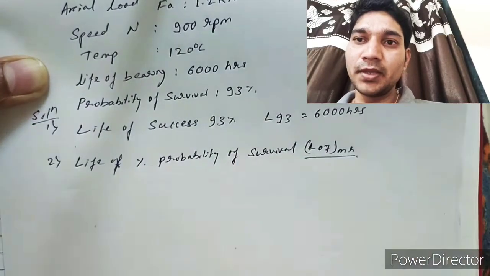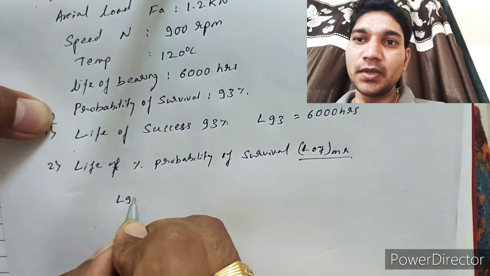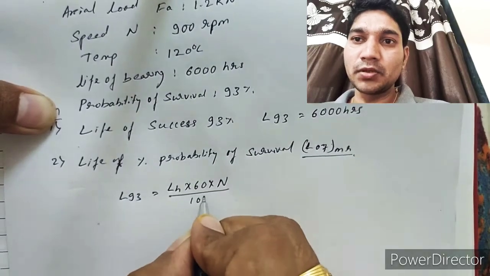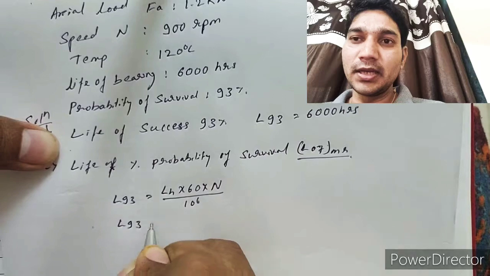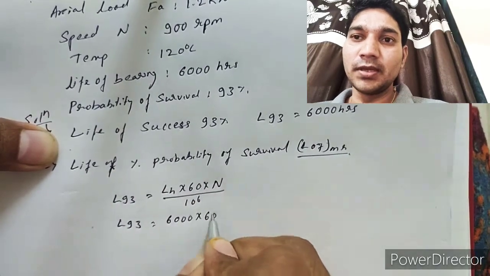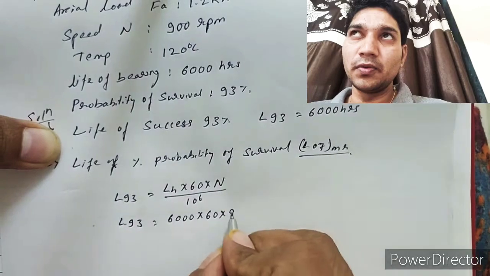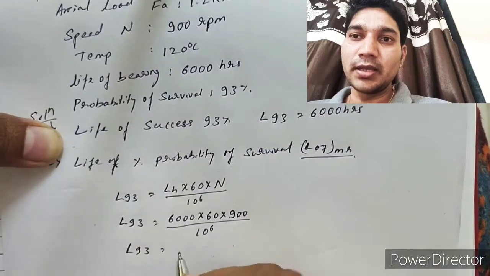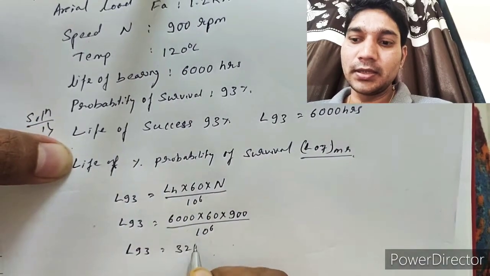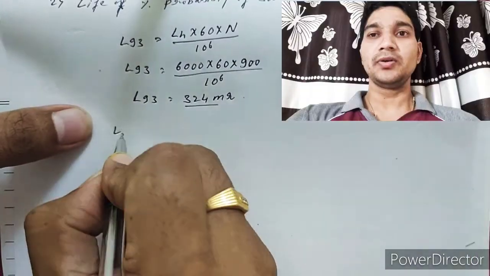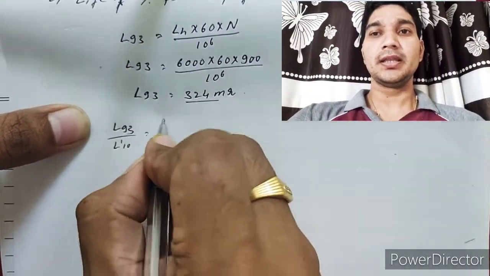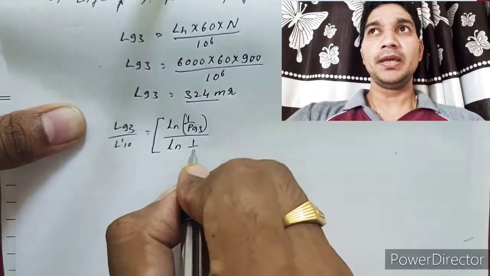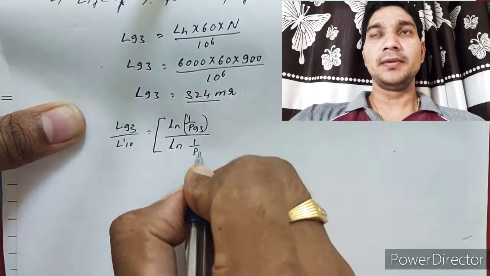For that we have the equation L93 equals LH into 60 into N divided by 10 raised to 6. On substituting the values, L93 equals LH, which is 6000 here, then 60 into N, which is 900, divided by 10 raised to 6. On calculating, we will get L93 as 324.